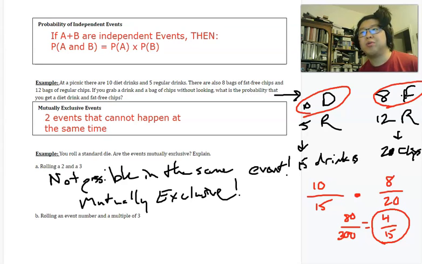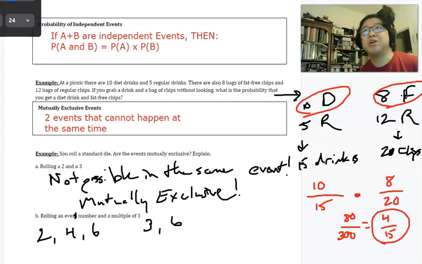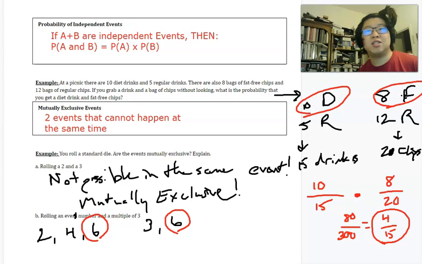However, the second one, rolling an even number and a multiple of 3. Well, what are my even numbers? 2, 4, and 6. What are my multiples of 3? 3 and 6. Well, look at that. We've got a bit of overlap between the two groups of events. And when you see that overlap, you know these are not mutually exclusive. I'm going to call it ME, not mutually exclusive, because there is overlap.